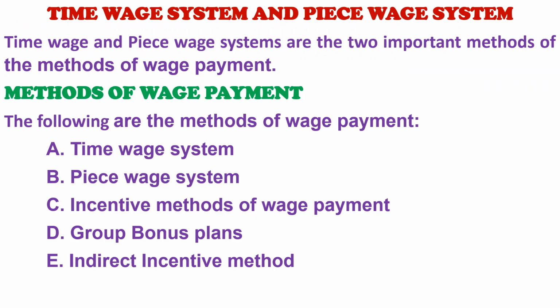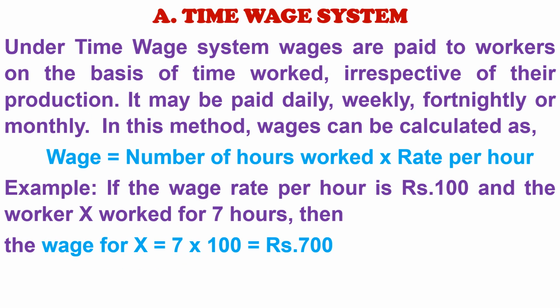Time wage system and piece wage system. Time wage and piece wage systems are the two important methods of wage payment. The following are the methods of wage payment. A. Time wage system. B. Piece wage system. C. Incentive methods of wage payment. D. Group bonus plans. E. Indirect incentive method.